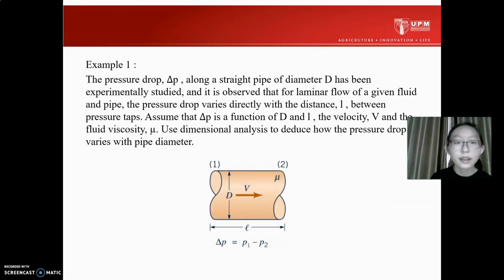Okay, example 1. The pressure drop along a straight pipe of diameter D has been experimentally studied, and it is observed that for laminar flow of a given fluid and pipe, the pressure drop varies directly with the distance L between pressure taps. Assume that pressure drop is a function of diameter, length, the velocity V, and the fluid viscosity. Use dimensional analysis to deduce how the pressure drop varies with pipe diameter.